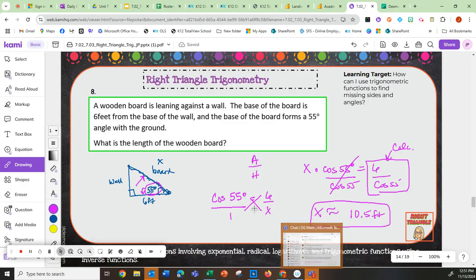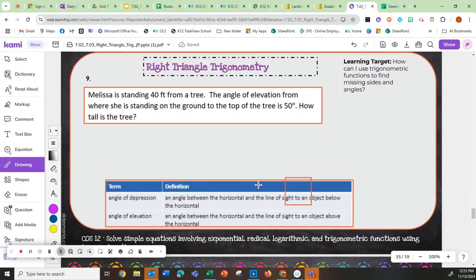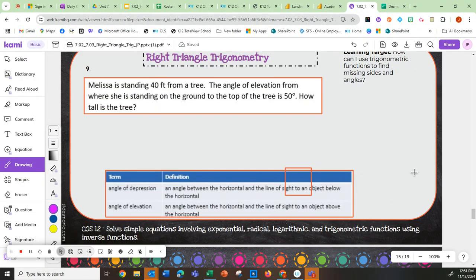All right, number 9. Melissa is standing 40 feet from a tree. The angle of elevation from where she is standing on the ground to the top of the tree is 50 degrees. How tall is the tree? So again, this is a word problem.